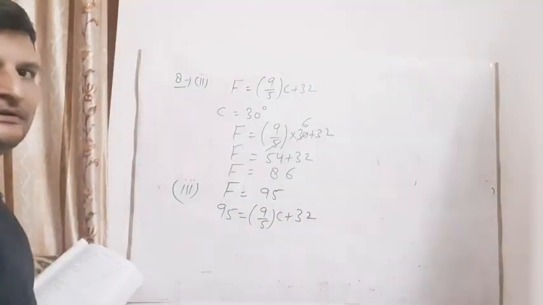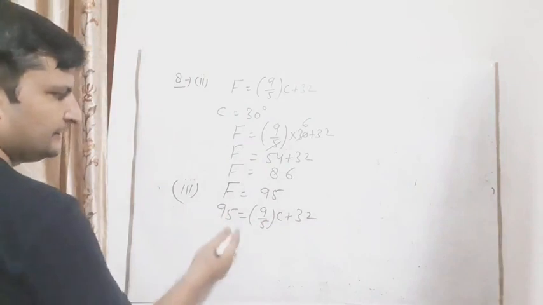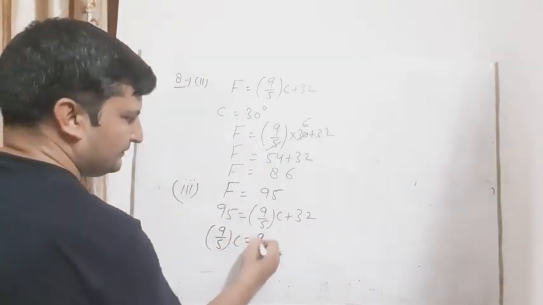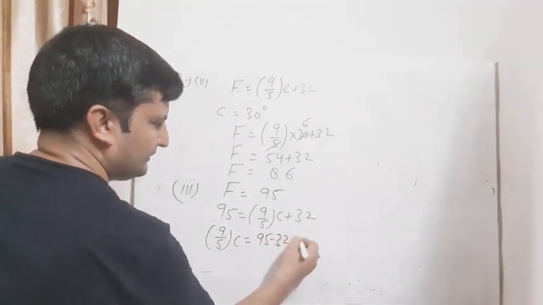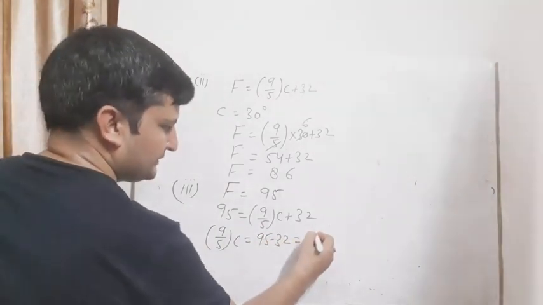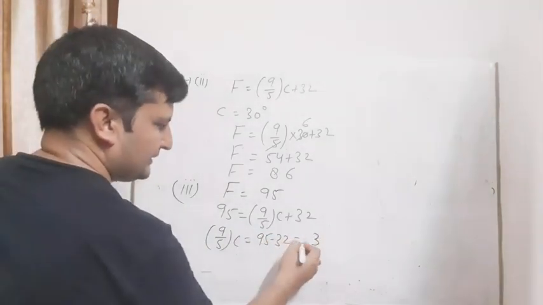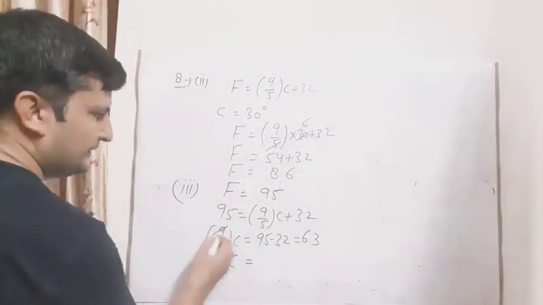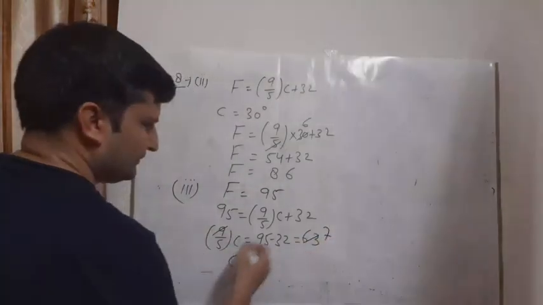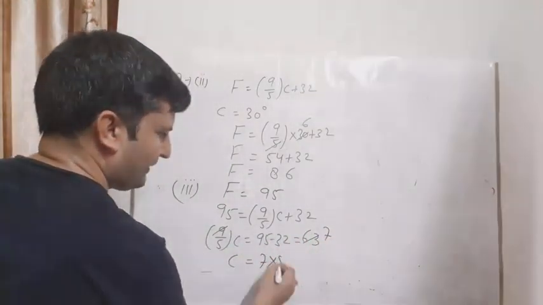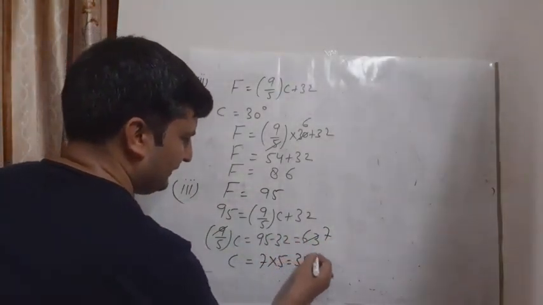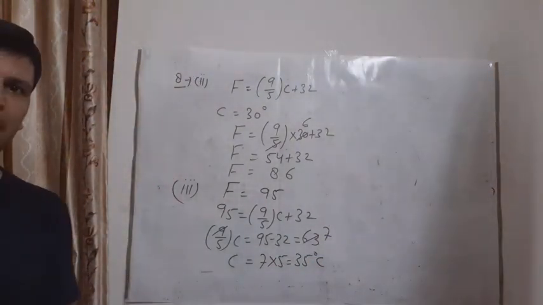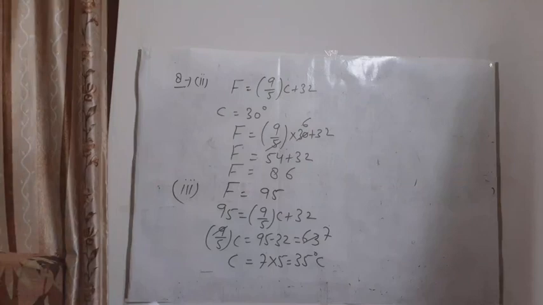How can we solve it? First plus 32 will go there, it will become minus. So 9/5 C = 95 - 32. That is 5 minus 2 is 3 and 9 minus 3 is 6, so 63. So C = 63 × 5/9, we can cut it, 9 sevens are 63. So 5 into 7, that is 35 degrees Celsius. So the value of C will become 35 degrees Celsius.